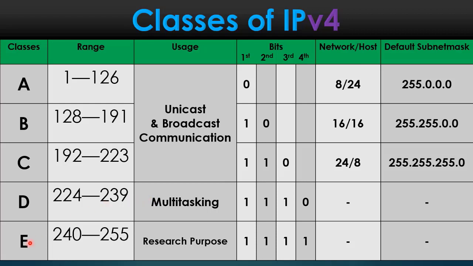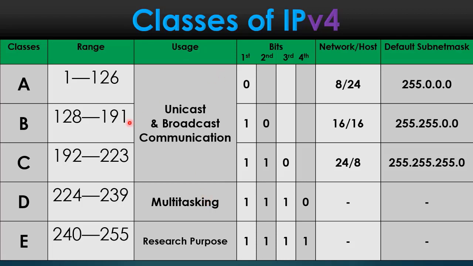The last class of IPv4, Class E, range starts from 240 and ends at 255, where 0 and 127 are reserved for special purpose. Classes A to C are used for unicast and broadcast communication. Class D is used for multicasting and Class E is used for research purpose.